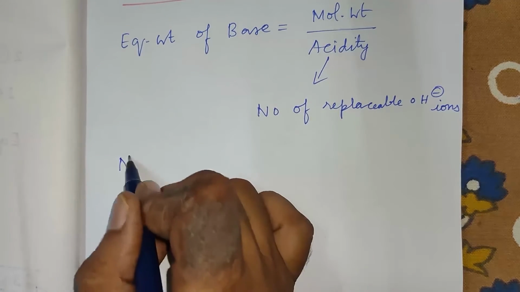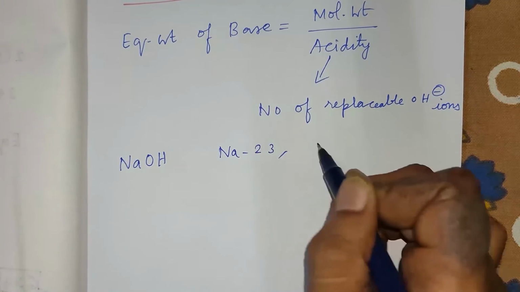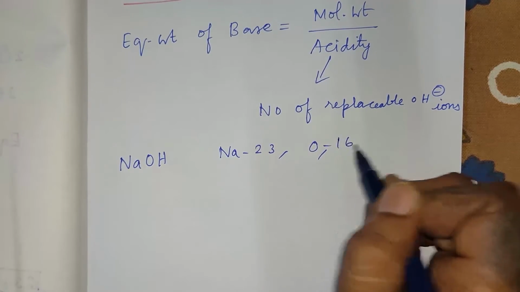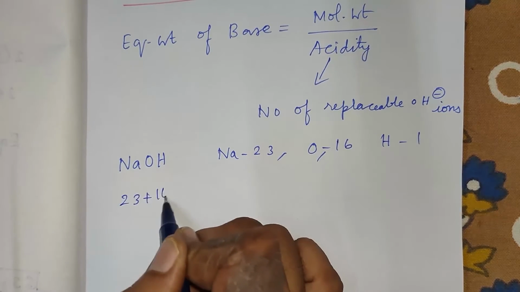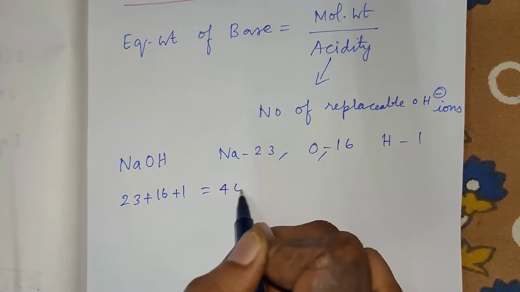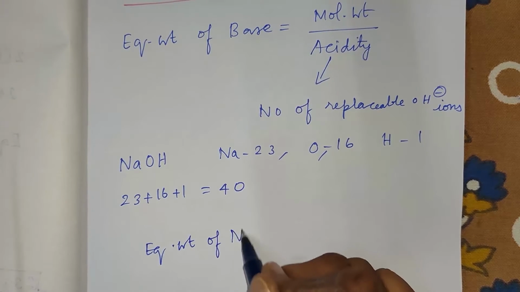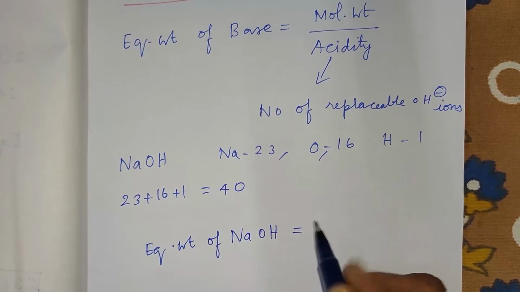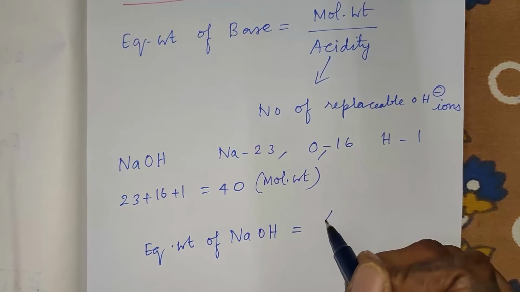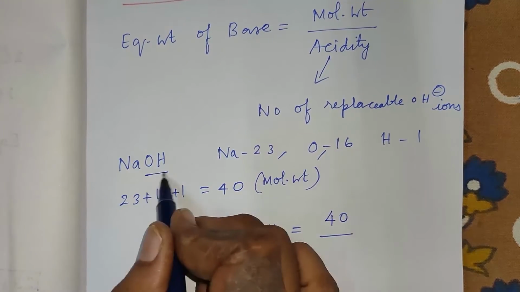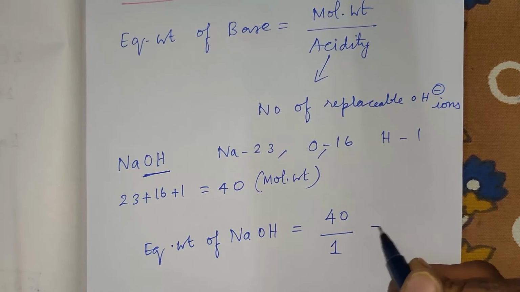Now I am going to take sodium hydroxide. Sodium is 23, oxygen 16, and hydrogen 1. So 23 plus 16 plus 1, which is 40. Now the equivalent weight of sodium hydroxide is going to be molecular weight 40 divided by acidity. You have only one OH here, so the number of replaceable OH minus ions is 1, which gives 40.